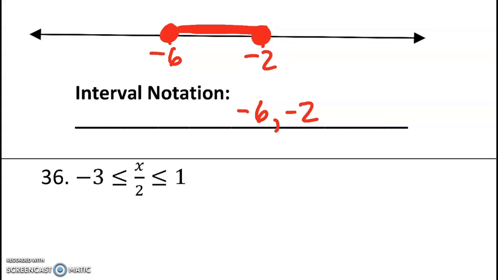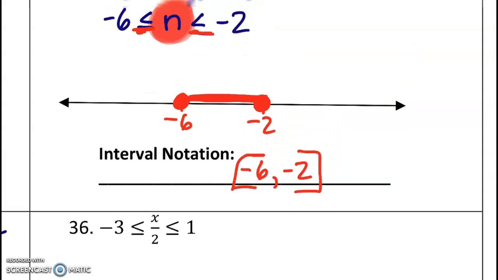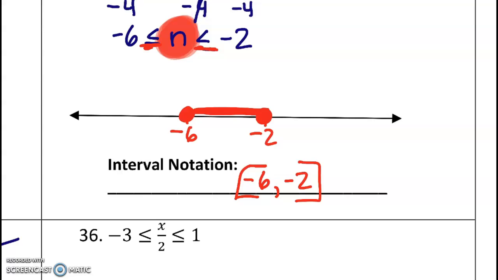Does the -6 get a parenthesis or a bracket? Does the -2 get a parenthesis or a bracket? How do you know? Because they equaled. Because those were solid dots.